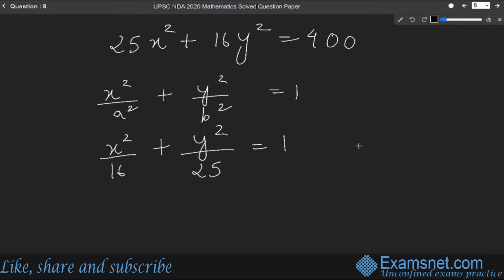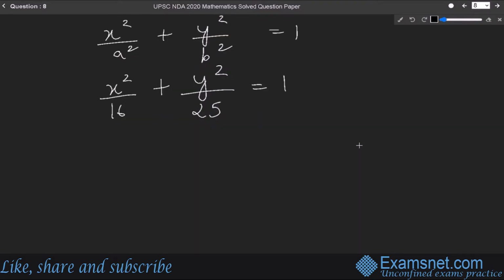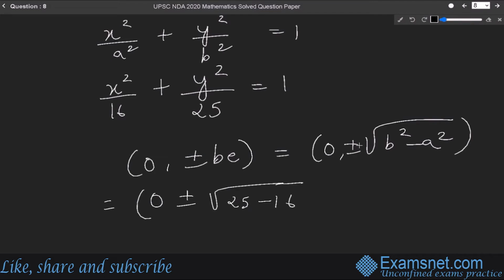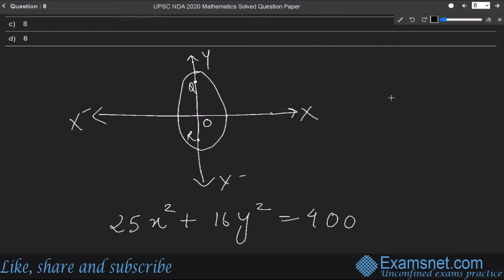Now let us find the foci. We know that the foci are (0, plus minus be), so it will be (0, plus minus under root b square minus a square). So it will be (0, plus minus under root 25 minus 16), because the value of b square is 25 and a square is 16. So the points will be (0, plus minus 3). These are the foci. Now let us locate these points: (0, 3) and (0, -3).